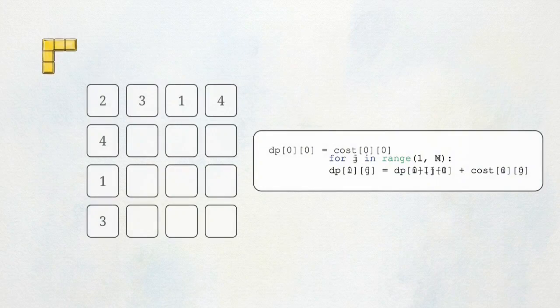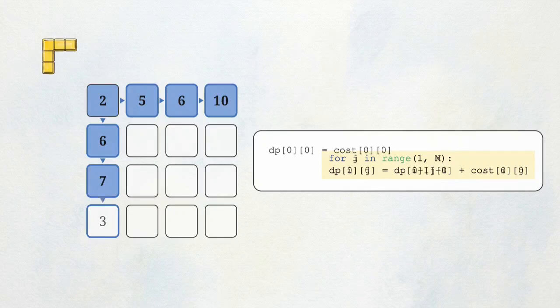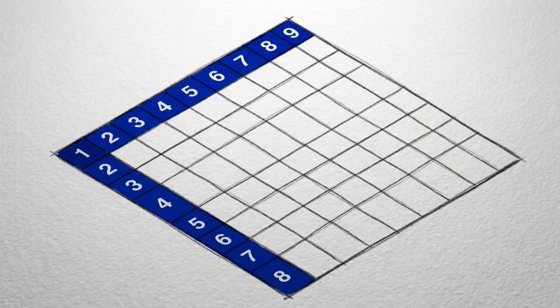Before calculating inner paths, we secure the outer boundaries. In the top row, you can only enter from the left, so we sequentially sum the costs. The left column is strictly top to bottom, entering only from above. Separate loops initialize these fixed edges. These accumulated costs are non-negotiable. Because the movement rules offer no alternative route to these specific squares, these values are fixed.